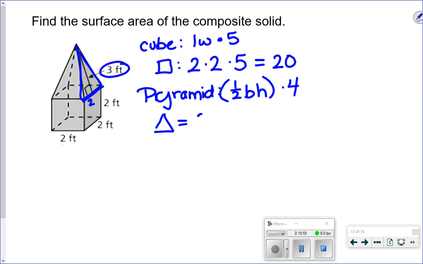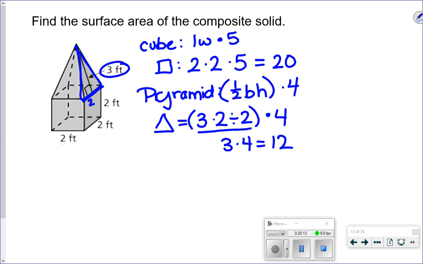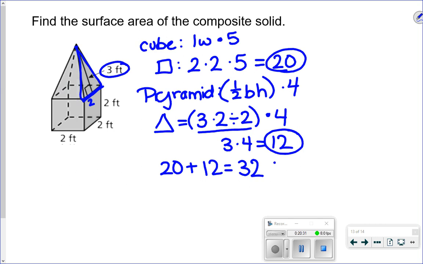All right, so my numbers, I've got 3 times 2 divided by 2. That's for the triangle, times 4 for my 4 triangles. So 3 times 2 is 6 divided by 2, that's 3. Times 4, that gives me my surface area of 12. So I have 20 for my 5 squares. I have 12 for my 4 triangles. And now I'm going to add those parts together. So I have 20 plus 12. That's going to give me a surface area of 32 feet squared.